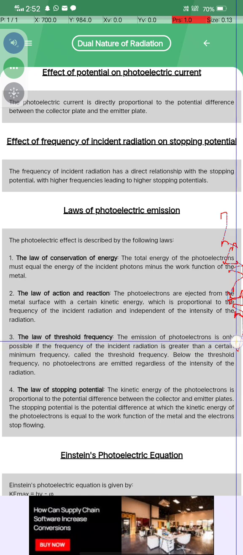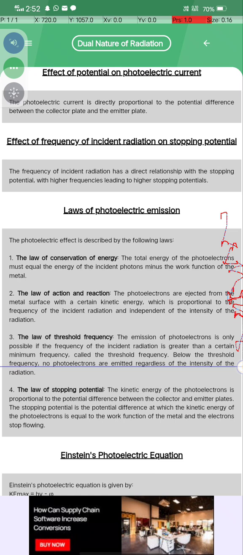The law of threshold frequency. The emission of photoelectrons is only possible if the frequency of incident radiation is greater than a certain minimum frequency called the threshold frequency. Below the threshold frequency, no photoelectrons are emitted regardless of the intensity of the radiation.